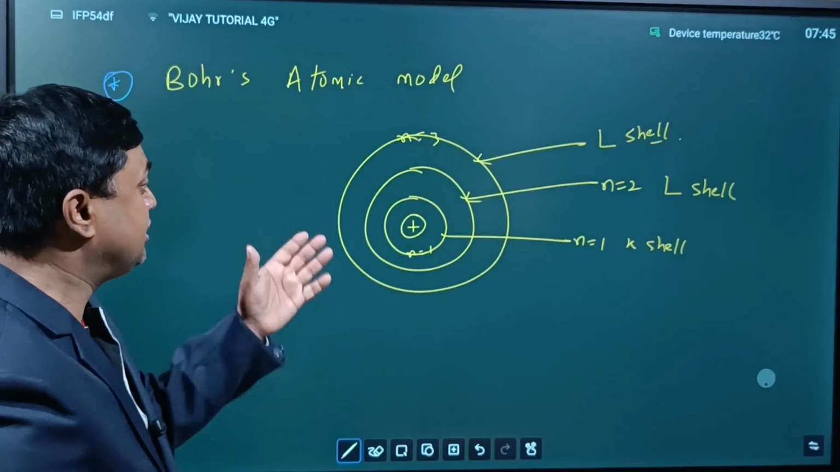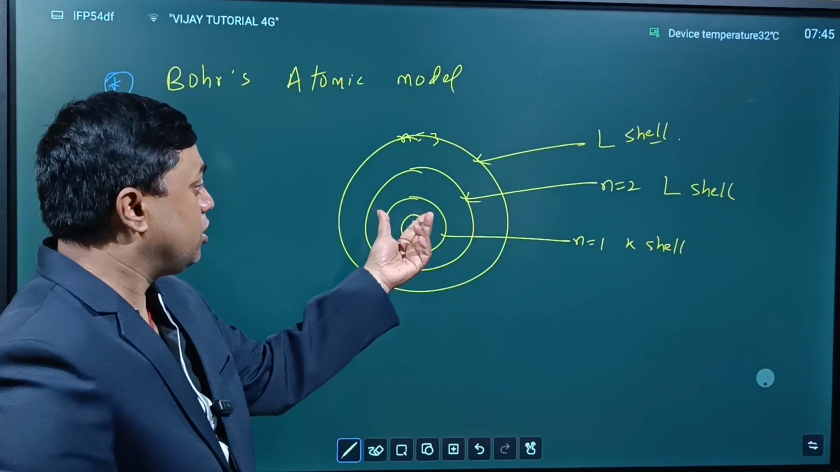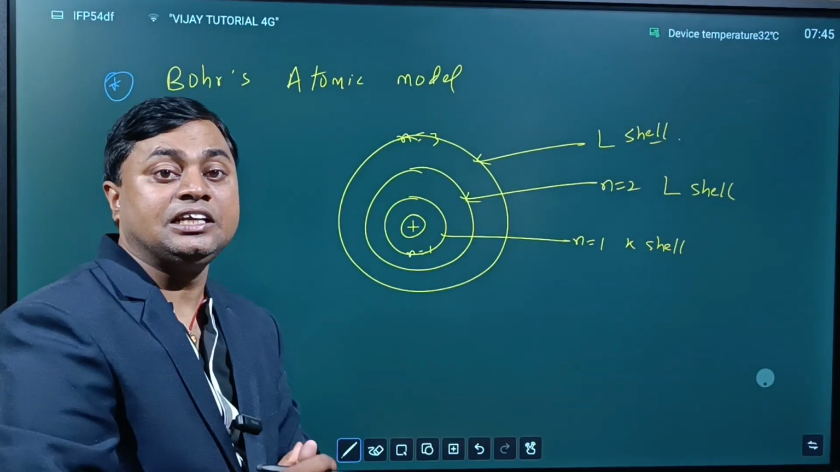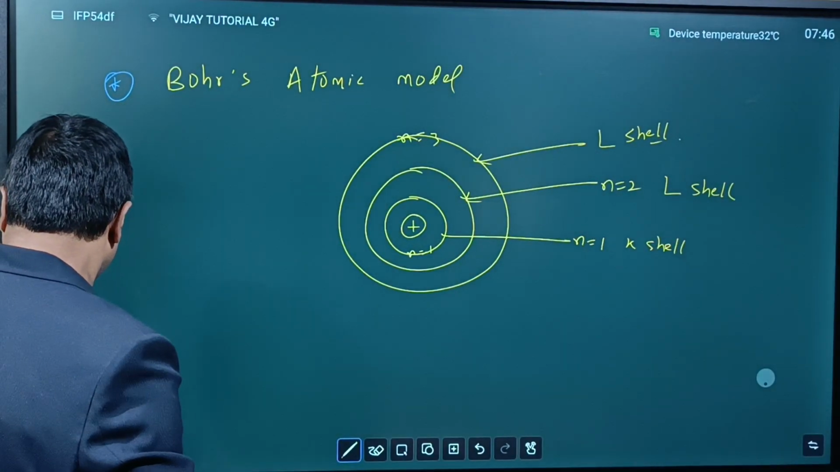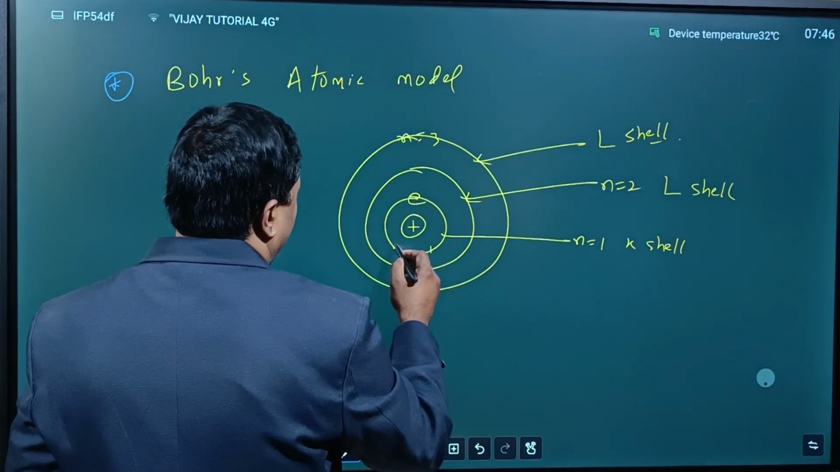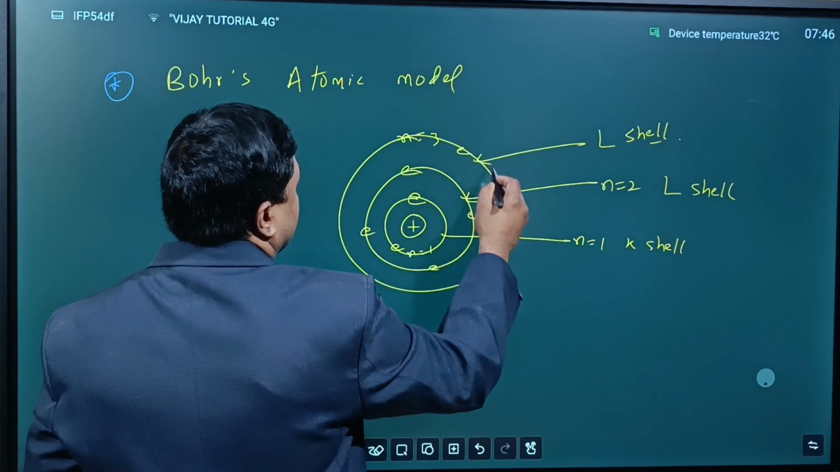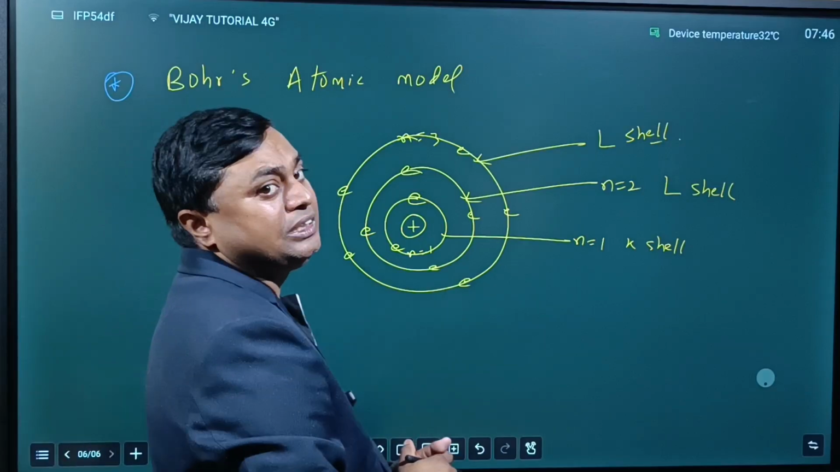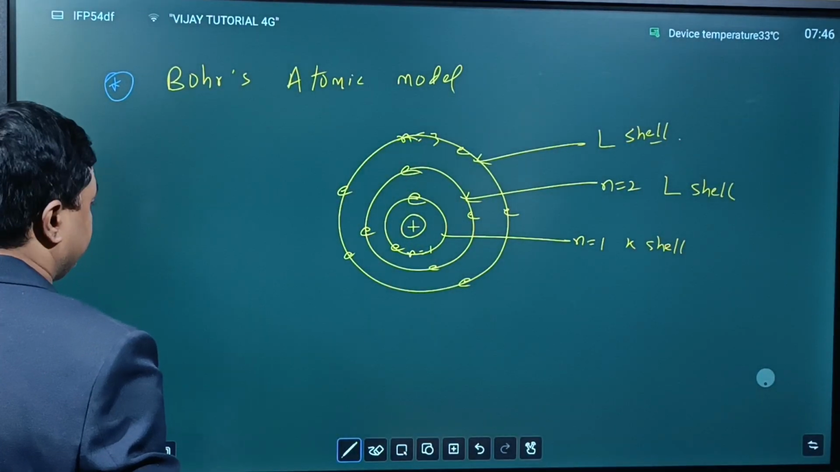He also told that these orbits have fixed energy levels. The first shell will have less energy, and as the number of shells increases, the energy level also increases. He also told that while electrons are revolving around the nucleus, they will not radiate energy, because these energy levels are fixed, which means it is not losing energy. Now let's go to the postulates.